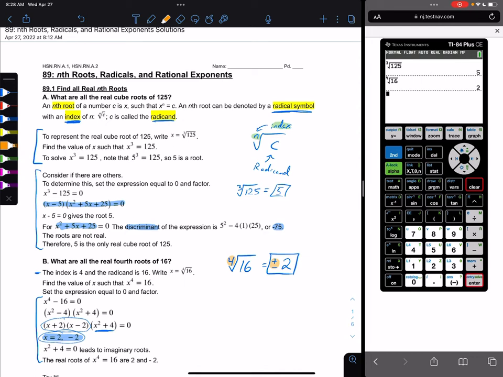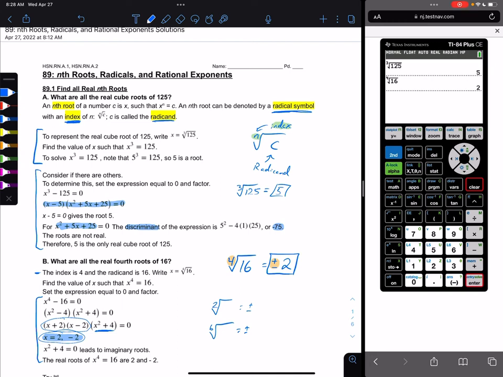Okay, if we go back to part A, my index was 3. 3 is an odd number, so I don't need the positive and negative roots. I can just stick with 5. However, in part B, we do have an even root of 4, so we would need the positive and negative roots when we use the calculator. The calculator is only going to give you the positive root. If you had the square root of a number, if you had the 6th root of a number, it's the same thing. You would want positive and negative roots, whatever that number happens to be.